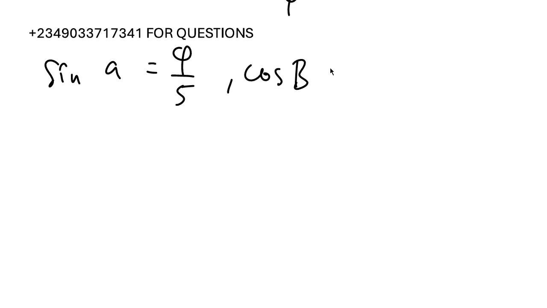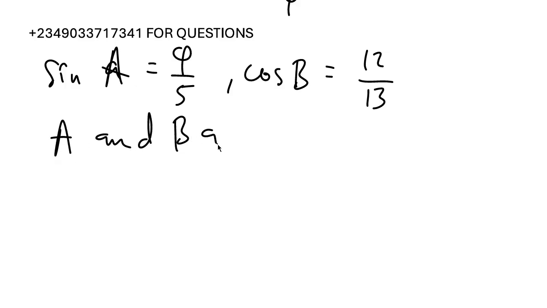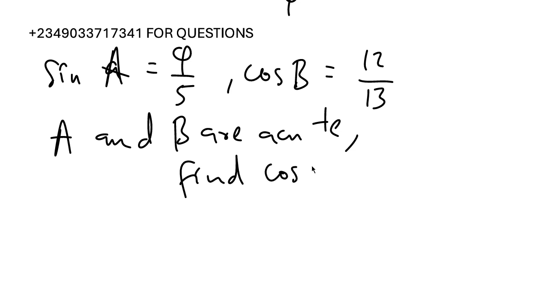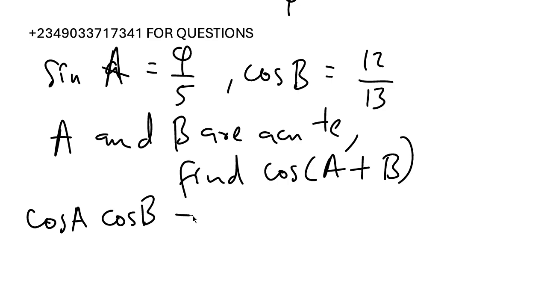And then on further application of this, let's say you have sine A equal to 4 over 5 and cos B equal to 12 over 13. Let me use capital letters. And the question says A and B are acute. And then it says find cos A plus B. Right? So if I have to find cos A plus B, what's it going to be? Cos A cos B minus sine A sine B.